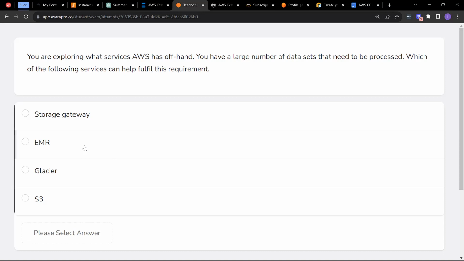Let me look at the Elastic Map Reduce. But how does Map Reduce have to do with storage processing? How did they name these things? Okay, so the Storage Gateway is a hybrid cloud storage service that gives you on-premises access to virtually unlimited cloud storage. Okay, so it lets you access your AWS storage and do stuff with it without rewriting whatever you have there.